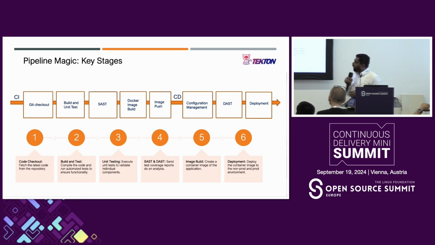Here you can see the basic stages of how a Tekton pipeline runs. First of all, we will do the git checkout. We will write everything as a module.